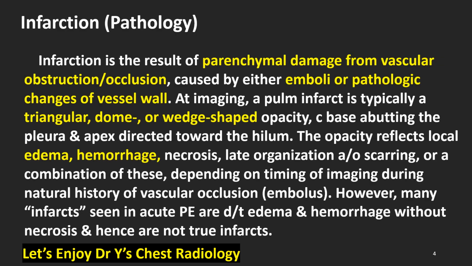Infarction, pathology. Infarction is the result of parenchymal damage from vascular obstruction or occlusion caused by either emboli or pathologic changes of a vessel wall. At imaging, a pulmonary infarct is typically a triangular, dome or wedge-shaped opacity with base abutting the pleura and apex directed toward the hilum. The opacity reflects local hemorrhage or edema and necrosis and late organization and/or scarring, or a combination of these, depending on timing of imaging during the natural history of vascular occlusion by an embolus. However, many infarcts seen in acute pulmonary embolism are due to edema and hemorrhage without necrosis and hence are not true infarcts.